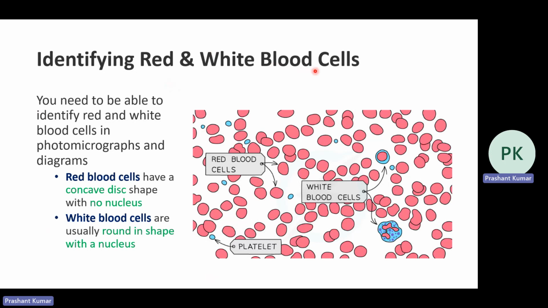Identifying red and white blood cells. So you can see here, this is a white blood cell because the cell is big and the nucleus is also big, right? This is again a white blood cell. These red colors are normal red blood cells, and these are platelets. Easy to identify.